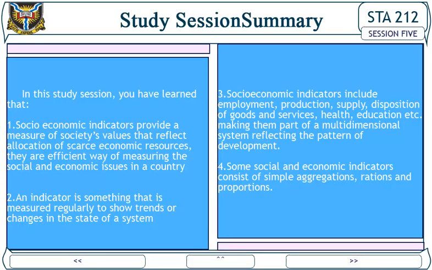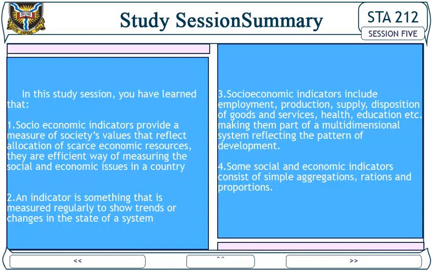Summary of Study Section 5. In this study session, you have learned that: 1. Socio-economic indicators provide a measure of society's values that reflect allocation of scarce economic resources. They are an efficient way of measuring the social and economic issues in a country. 2. An indicator is something that is measured regularly to show trends or changes in the state of a system.